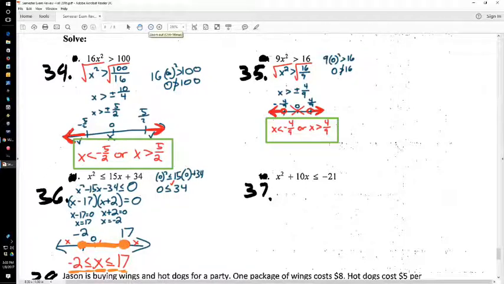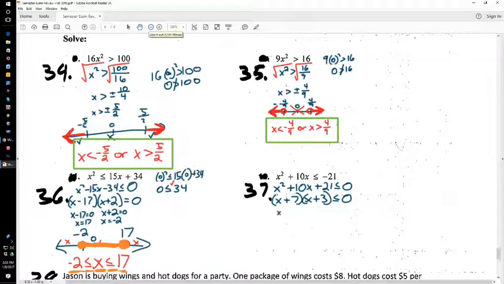Last one. Here we go. We've got x squared plus 10x less than or equal to negative 21. Just again, get everything to one side. x squared plus 10x plus 21 less than or equal to 0. You could use your quadratic equation, or this one is also factorable. I think it's x plus 7 and x plus 3. 7 times 3 is 21, 7 plus 3 is 10. Yes! That's how that one works.